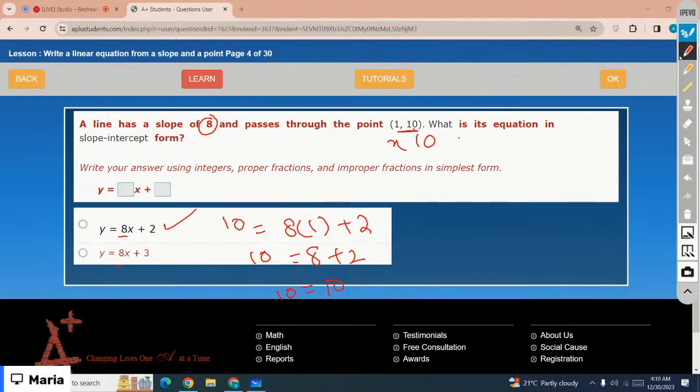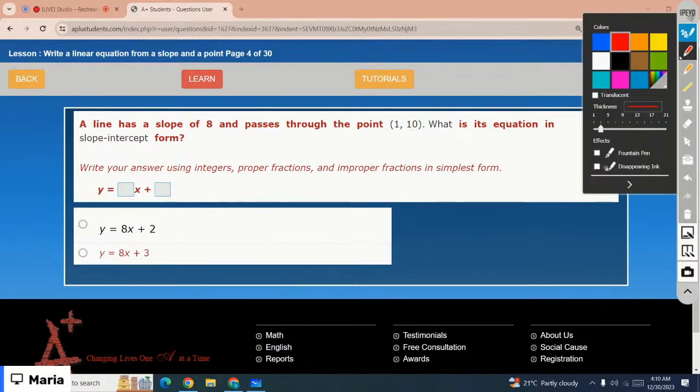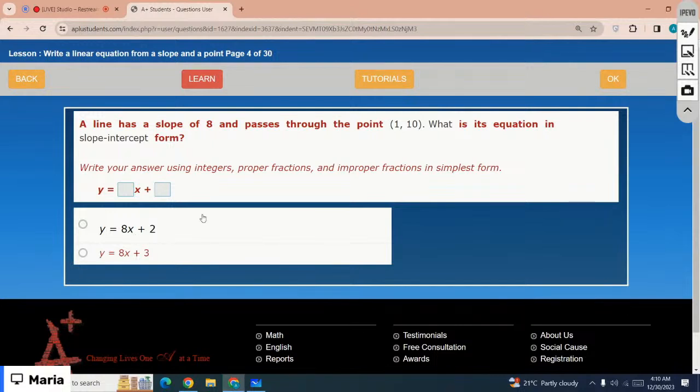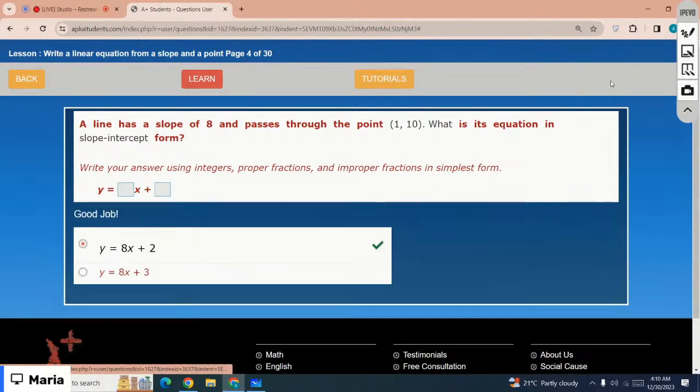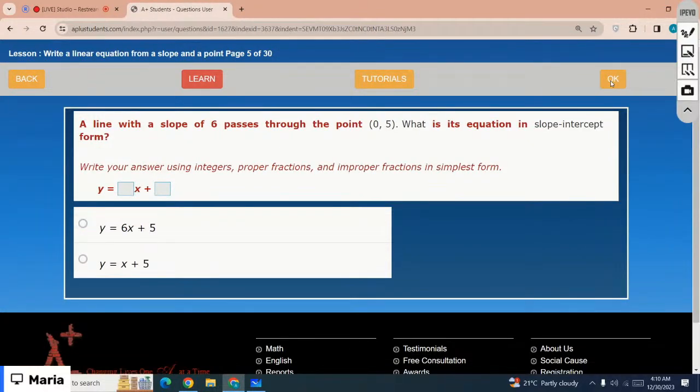Okay, the next example is a line with a slope of 6 passes through the point 0, 5. What is its equation in slope intercept form? So which is the correct option?